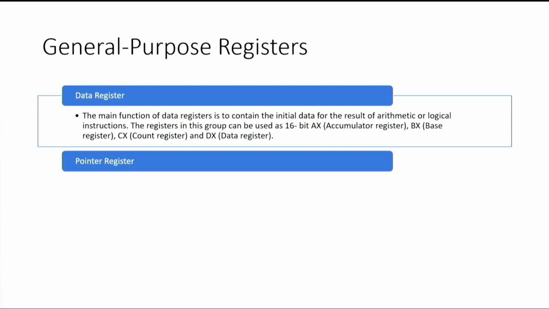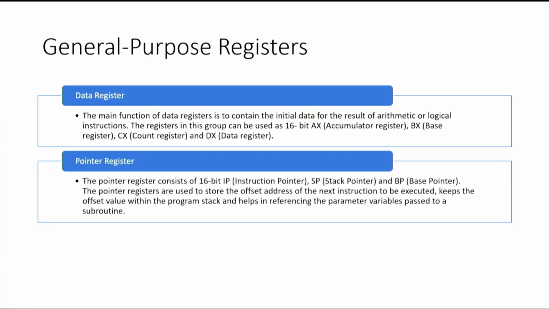The next register under general purpose register is a pointer register. The pointer register consists of 16-bit instruction pointer that is abbreviated as IP, stack pointer, which is abbreviated as SP, and base pointer, which is also abbreviated as BP. The pointer registers are used to store the offset address of the next instruction to be executed. It keeps the offset value within the program stack and helps in referencing the parameter variable passed to a subroutine.